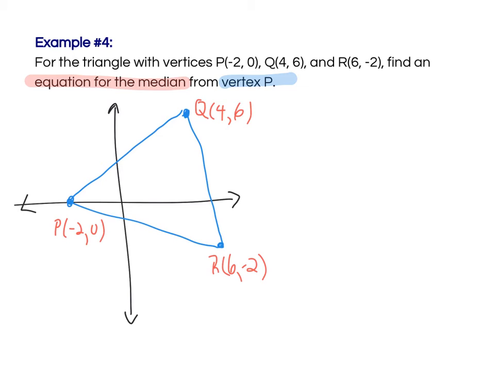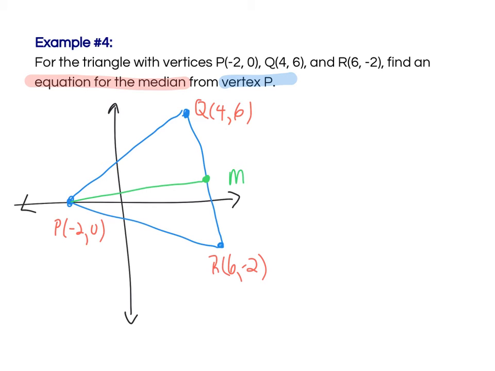Okay, so here is my quick sketch of my triangle. And it says I want an equation for the median from vertex P. So from vertex P means I'm talking about the median going from this corner down to line QR, and it's going to bisect that line. So I'm going to actually just draw that in. I'm going to need to find the midpoint here, which I don't know yet, and I want to know the equation of this line, right?